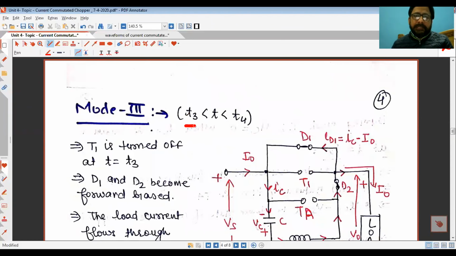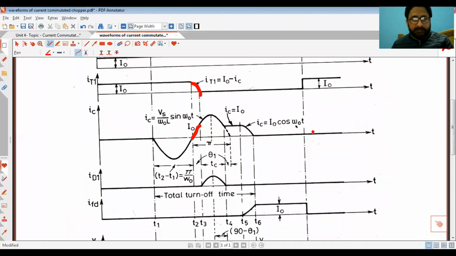Mode 3 starts at T3 and ends at T equal to T4. Let us see the waveforms here. This is T3, and this one is T4. So mode 3 exists for this particular duration. This is mode 3. So let us see what actually is happening.